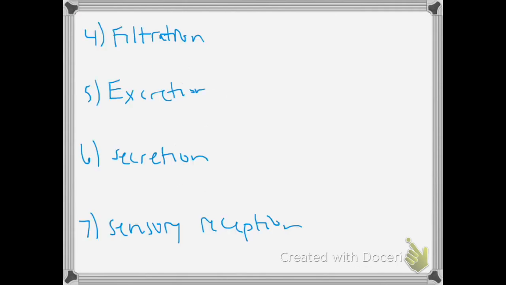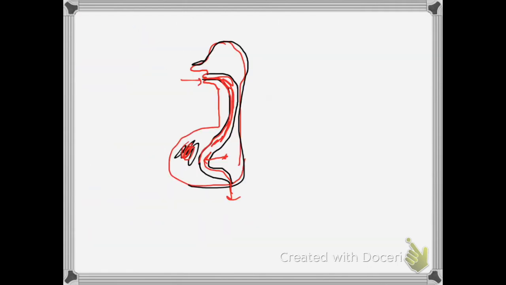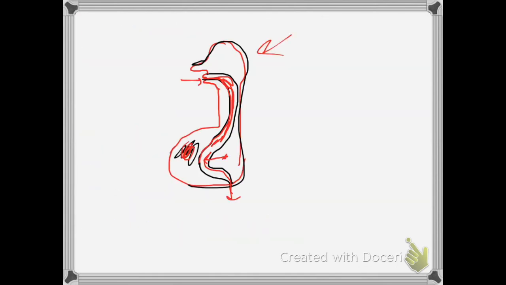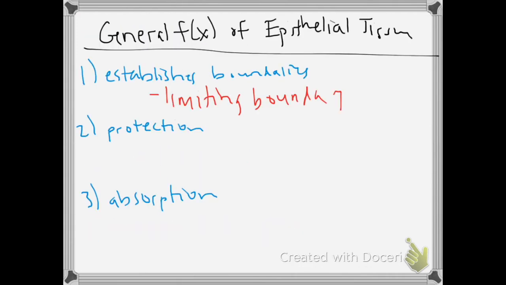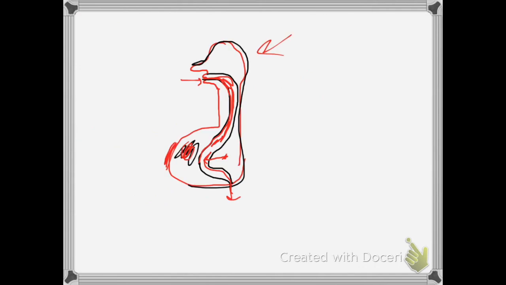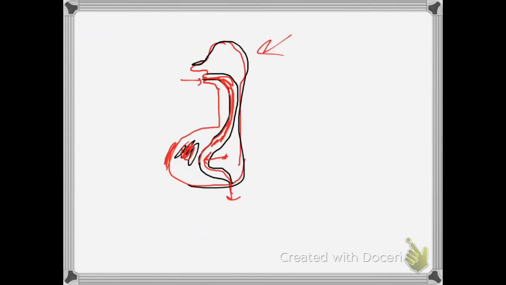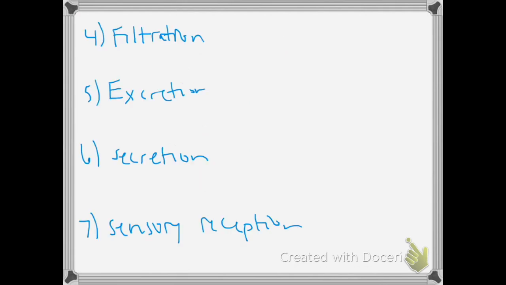So let's go back and just look at these really quick. Establishes limiting boundary, we've seen that. Okay, check. There's our limiting boundary of epithelial tissue. Protection, we've seen that with these multiple layers of stratified epithelial tissue. Boom, done. Absorption, we already talked about that in the digestive system, so we won't do that one again. Filtration, we already talked about with the kidneys. Excretion, I just showed you this. You need to excrete wastes that are building up in your cells, and if they can't be filtered out through the kidneys, you'll put them at the end of your digestive tract and poop them out.